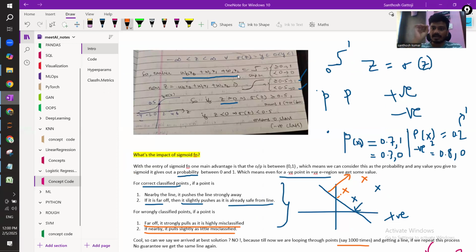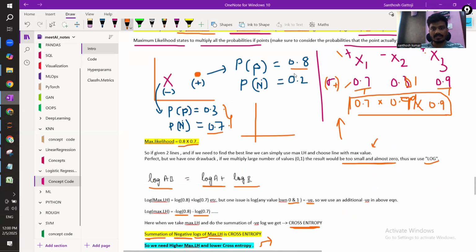In such a way, for each value we will get one prediction. I mean, one probability. When you put that value in a sigmoid, you will get one probability, that is, for example, 0.8 for the first row. From that, you will get its negative probability.